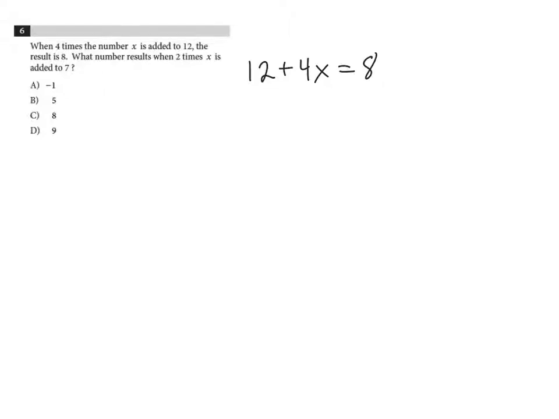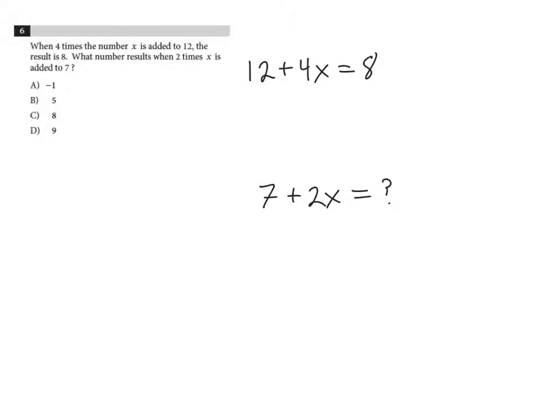Okay, what number results when 2 times x is added to 7? Well, I'm going to write the other one down here. 2 times x is added to 7. I'm going to just write that. We start with 7 and we add 2x. What's that equal? Okay, well, we need to figure out what x is.